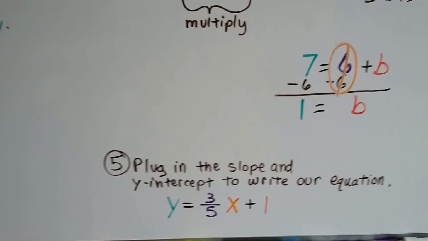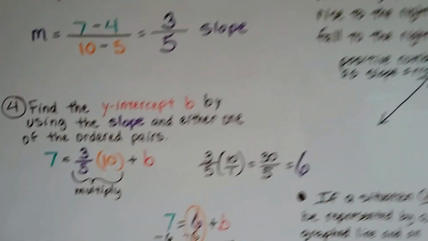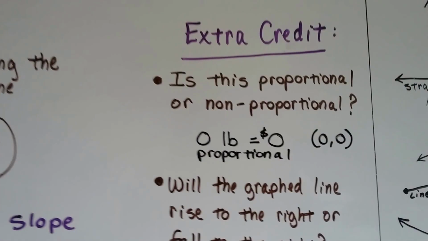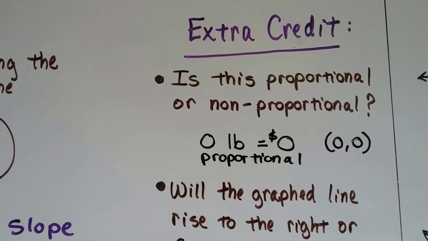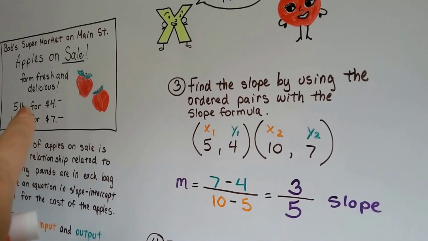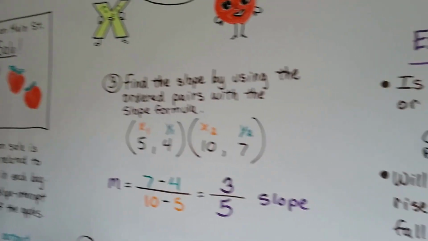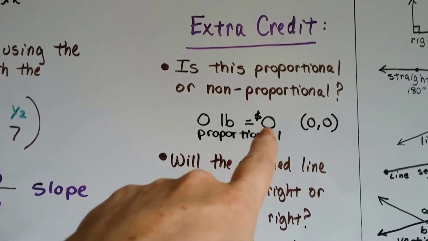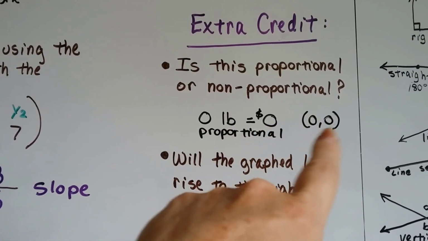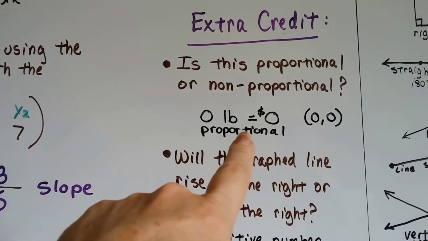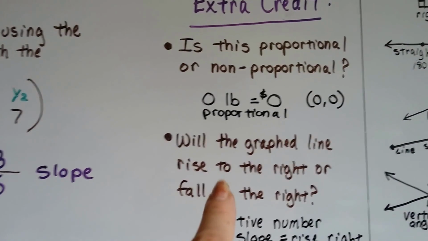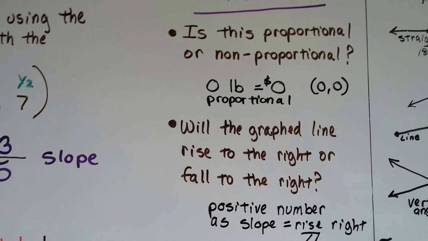I've got my equation. Now here's a little extra credit. Would this whole thing be proportional or non-proportional? So if I bought 0 pounds of apples, how much would I pay for it? Well, I'd pay $0. If I don't buy any apples, I'm not going to pay any money. That would be 0, 0. That would go through the origin if we graphed it. That's proportional.